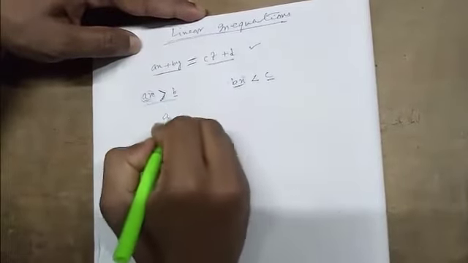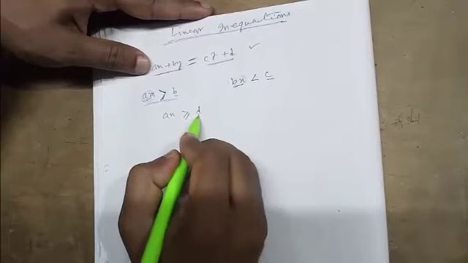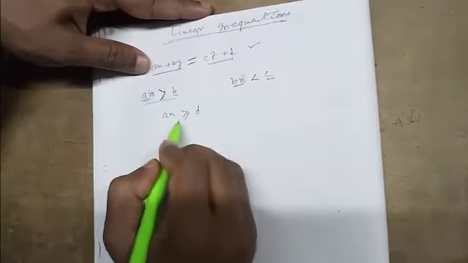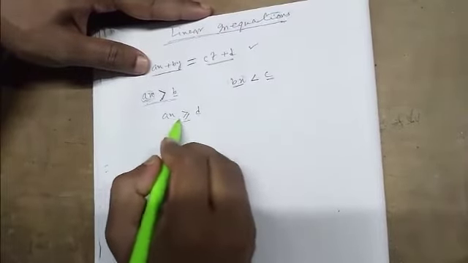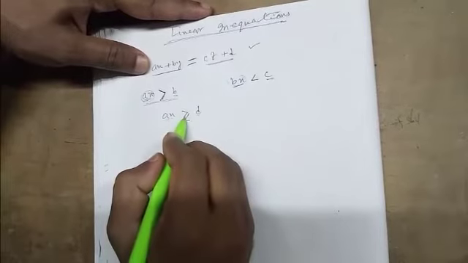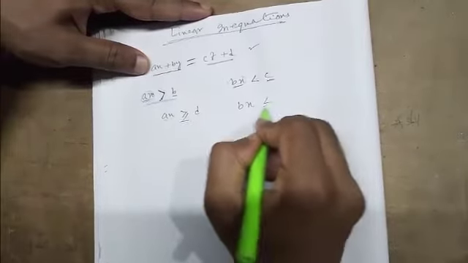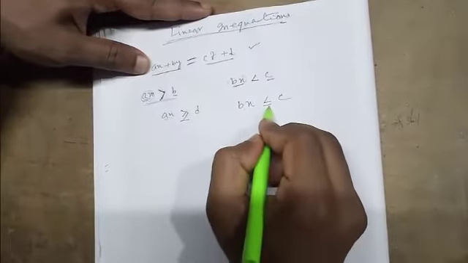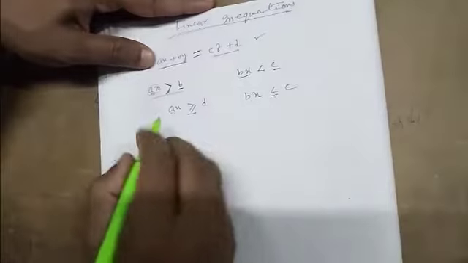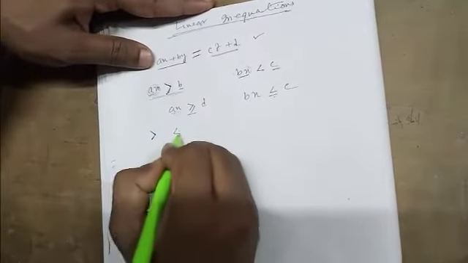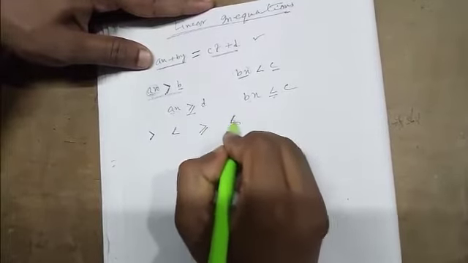Similarly, suppose ax greater than or equal to d. That means ax is greater than d or equal to d. This means greater or equal. It does not mean x is greater than d and equal to d at the same time. It is either greater than d or equal to d. Similarly, bx less than or equal to c, either less than or equal, not both simultaneously. So this is the greater than sign, this is the less than sign, this is the greater or equal sign, this is the less or equal sign. Clear up to that?